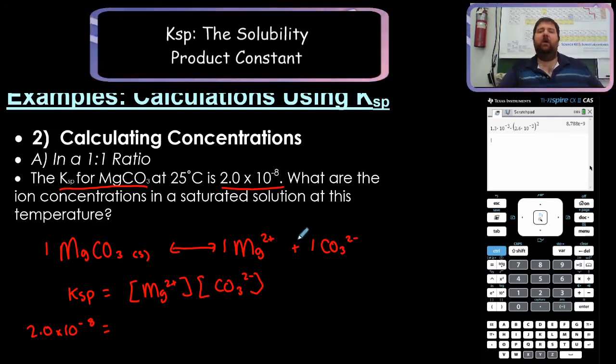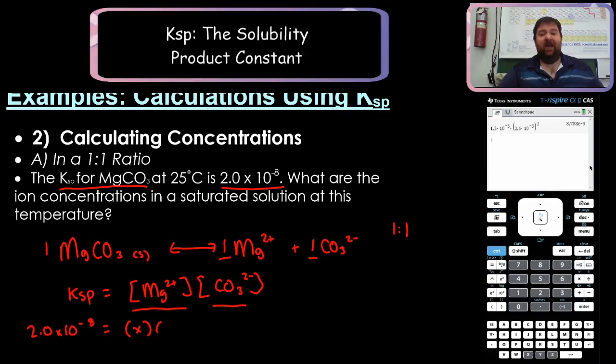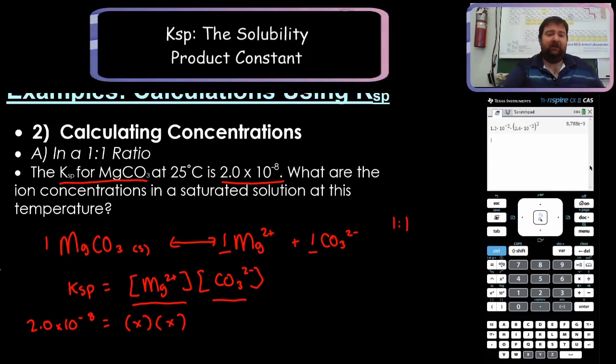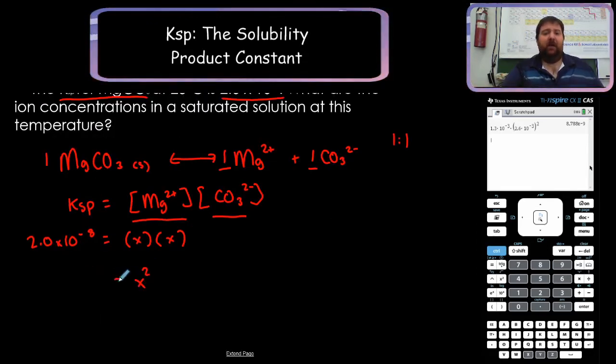So you might think, oh no, I'm stuck. But you're really not, because what you do know is whatever the concentration of magnesium is, the concentration of carbonate's exactly the same. And how do I know that? Because they're 1-to-1 ratios, so they have to have the same concentration. Now, if they have the same concentration and we don't know what that is, we can call the concentration of magnesium X, and we can also call the concentration of carbonate X. And X times X is X squared, and that's equal to 2 times 10 to the negative 8.